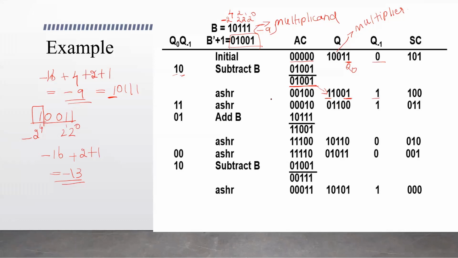We finished one step, right? So we decrement SC by 1. Here this is 5 as there are 5 bits in Q, and here we decremented it by 1, so it becomes 4. And the second step is now again compare Q0 and Q minus 1. Q0 is 1 now, Q minus 1 is 1. Bits are identical. Okay, 1, 1, it is identical. So we will not add, we will not subtract, we just shift right.